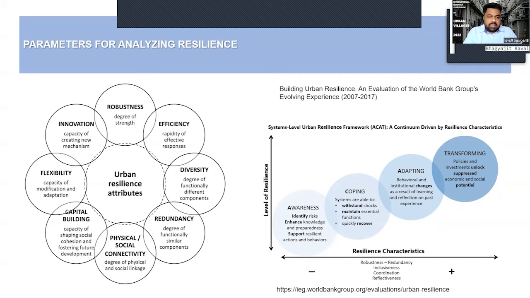And then it comes to coping. Systems are able to withstand shocks, maintain essential functions, and are able to quickly recover. The third stage is about adapting behavior and institutional changes as a result of learning and reflection on past experiences. The fourth stage is about transforming. In the state of transforming, policies and investments unlock suppressed economic and social potentials. Characteristics of resilience are also shown below, like robustness, redundancy, inclusiveness, coordination, and reflectiveness.